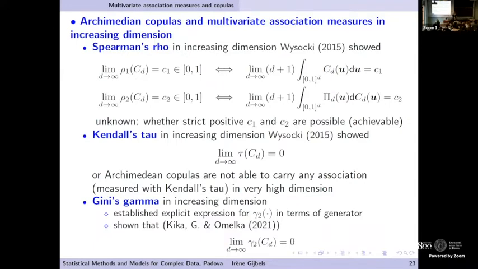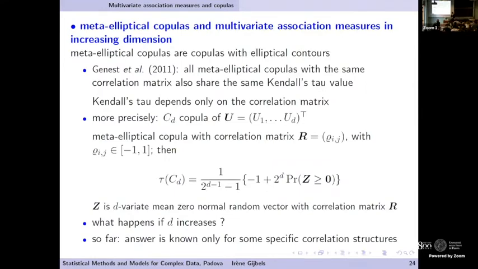I mean, all this is kind of a bit shocking to me in some sense. Meta-elliptical copulas. So what are meta-elliptical copulas? Essentially, think of an elliptical distribution, but now in the copula world, right? So you have elliptical contours. Luckily, some work has been done there in terms of multivariate association measures, but little.